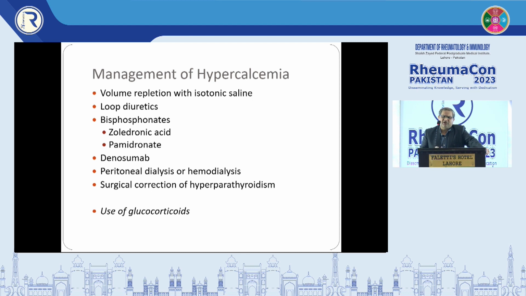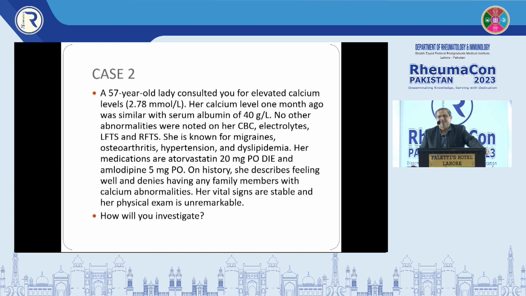So this is the management. Volume repletion with isotonic saline. Normally we start at 40-50 ml per hour, and then we can give bisphosphonates, and sometimes we have to do peritoneal hemodialysis to correct the calcium level.